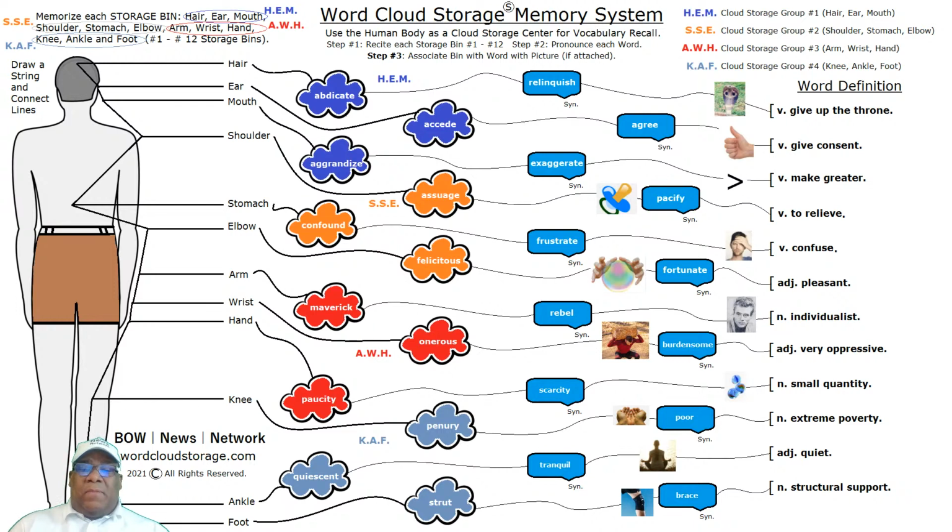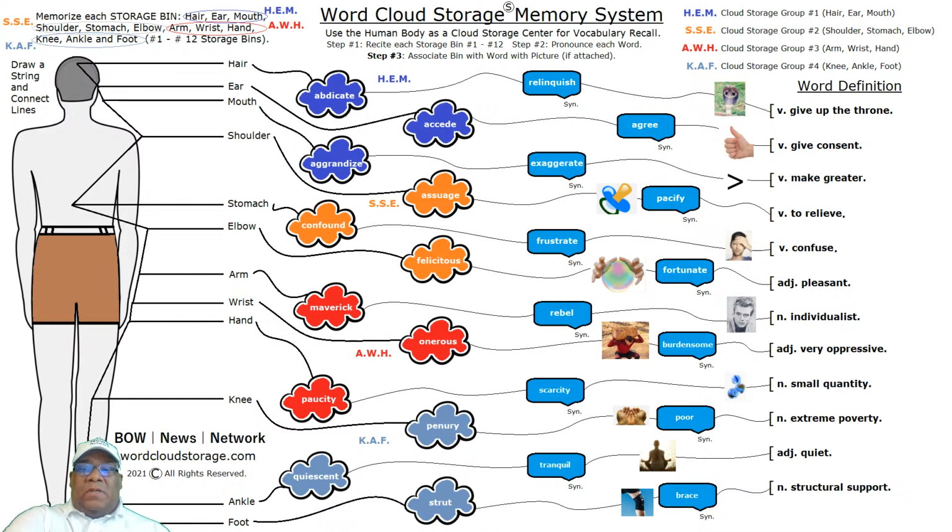Let's do a little quick memory test. We like to cover the right section, which is the synonym and the picture word association, and see if we can remember. Abdicate. Remember the king cobra hood, the king cobra which gives up the throne. Accede, thumbs up, gives consent. Aggrandize, to make greater. See the greater sign. That is a picture to word association.